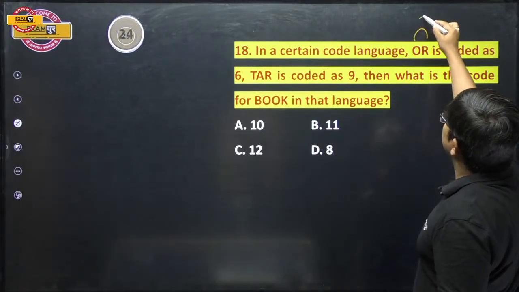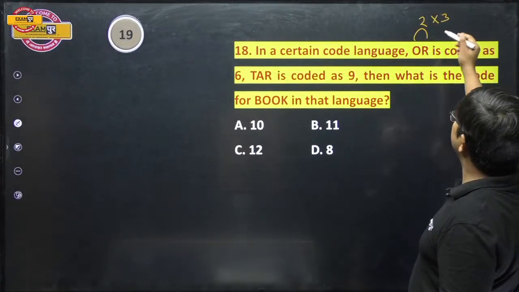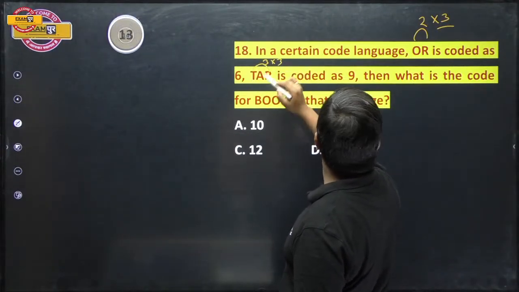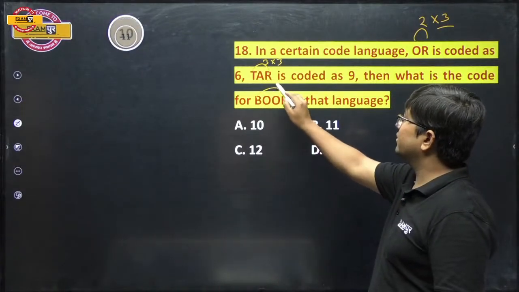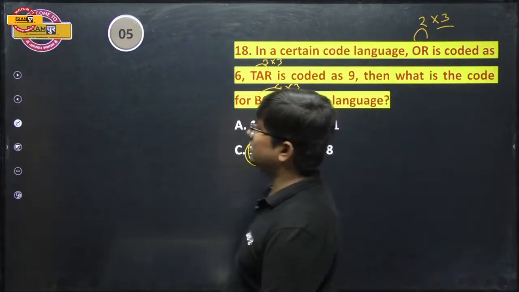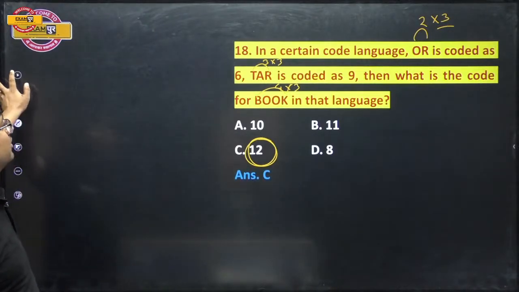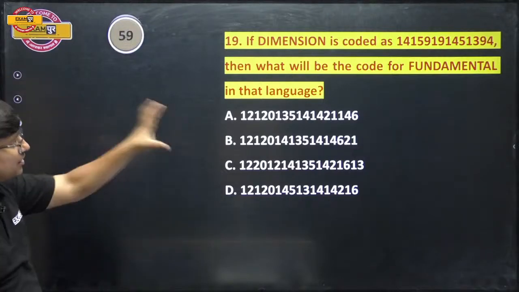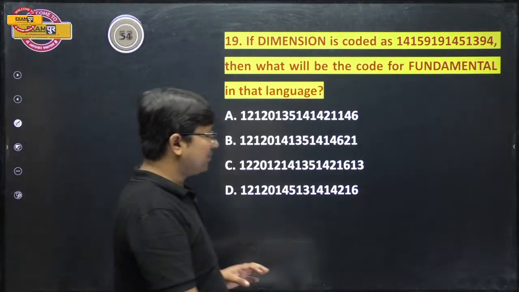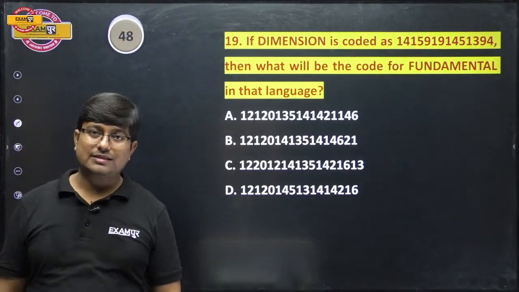Number of letters is 2, and we have to multiply the number of letters by 3. So number of letters in the word multiplied by 3 is 6. Number of letters in the word multiplied by 3 is 9. Number of letters in the word, 4, multiplied by 3 is 12. Okay, answer is option number C, that is 12. Next. Better question. Quickly. Complete 1 minute required to understand and then execute and tell the answer.